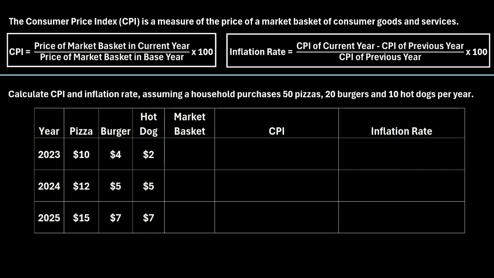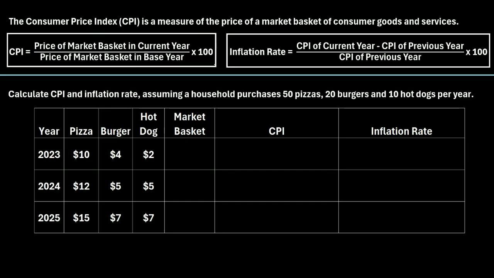In this video, I will explain how to calculate Consumer Price Index and the inflation rate. So let's start with a quick definition. The Consumer Price Index, often abbreviated as CPI, is a measure of the price of a market basket of consumer goods and services. Now, the formula to calculate CPI is the price of the market basket in the current year divided by the price of the market basket in some base year, and then multiplied by 100.